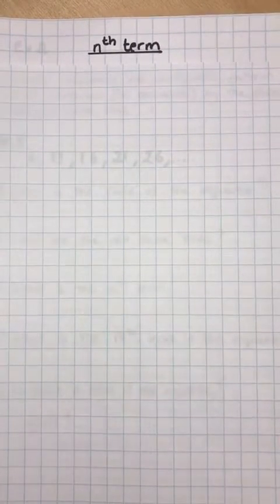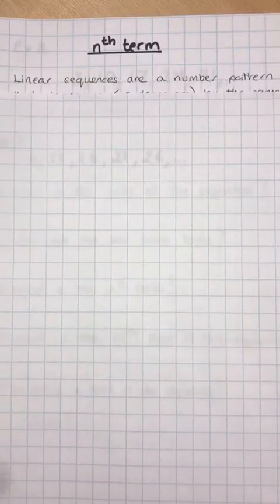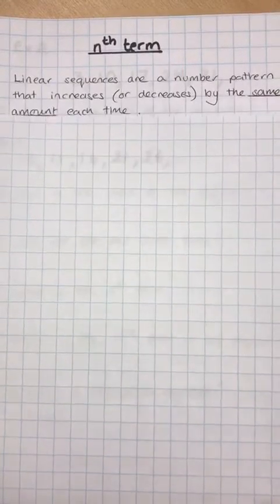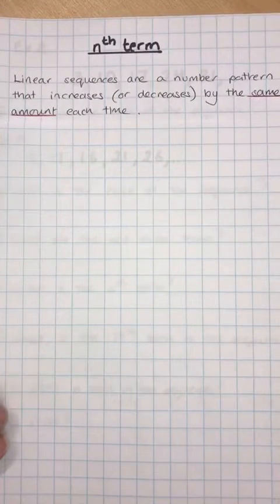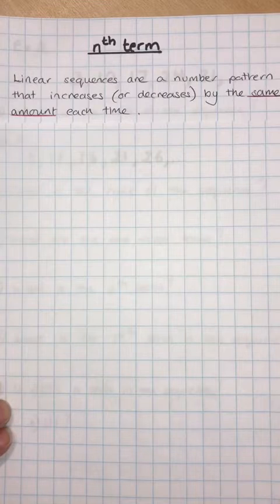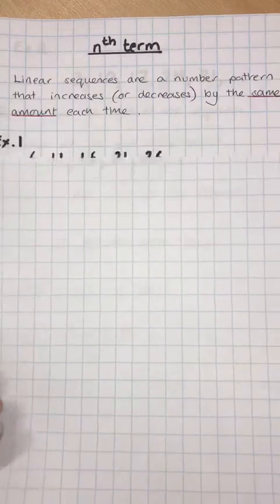Okay, so today we're going to look at the nth term. The nth term is a rule to find a linear sequence. And to understand that, a linear sequence is your number pattern that increases or decreases by the same amount each time. Let's look at some examples.